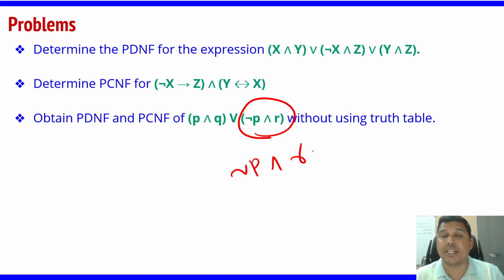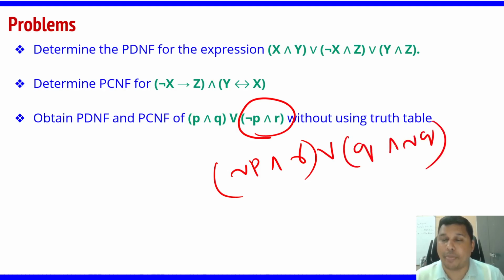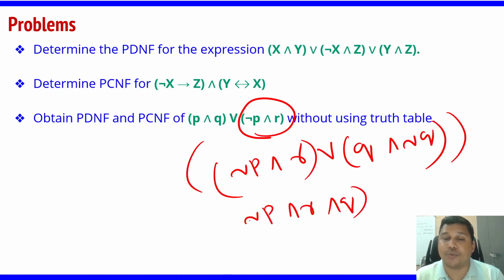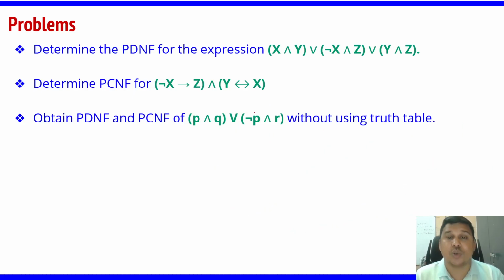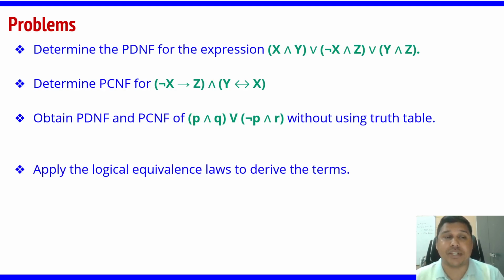Here Q is missing. I'll write here, in brackets, Q or negation Q. Next, expand this using the reverse distributive law. It is nothing but negation P and R and Q, or negation P and R and negation Q. That way you got all the terms here. So this way, without using a truth table, you can convert them into PDNF and PCNF.